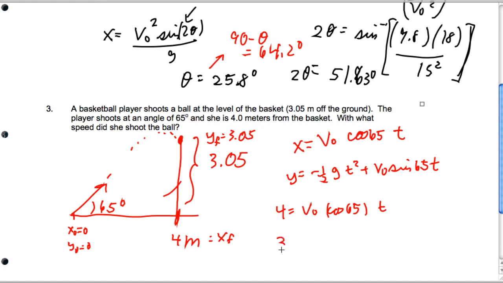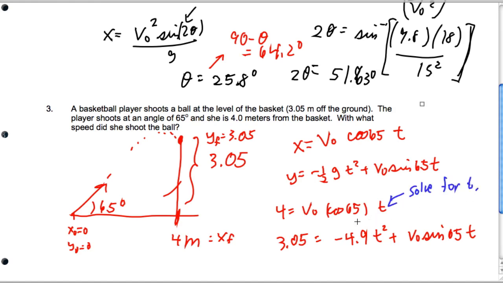And then in the y direction, we have 3.05 equals negative 4.9 t squared plus v naught sine of 65 times t. So here's going to be your approach. Solve for t here. Plug it into the formula here and here, and then get v naught. That's a good problem. I like that one. I didn't even make that one up. So that'll be what you'll do.